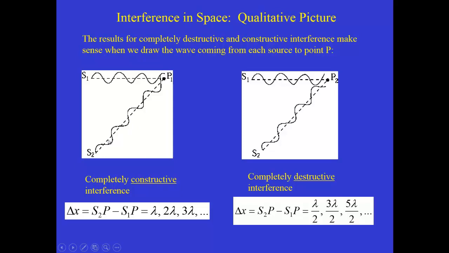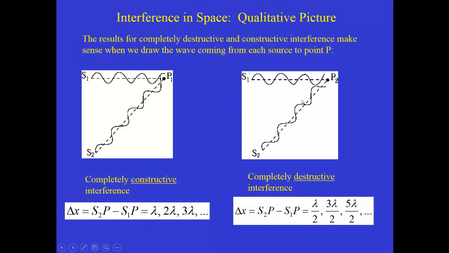And what happened here was the extra distance that had to be traveled, which was S2P minus S1P, was equal to an integer multiple of a wavelength. Right? And so if I count wavelengths here from S1 to P, there's 1, 2, 3, and a little bit more. And then from S2 to point P, there's 1, 2, 3, 4, and a little bit more. And so the difference in path here was just a wavelength.